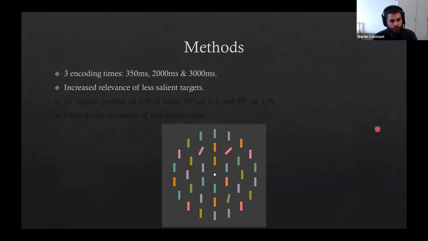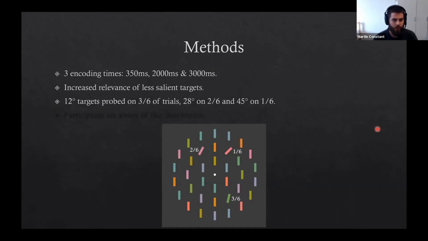So we increased the relevance of less salient targets. And how did we do that? We just probed them more often. On half of the trials, the least salient target was the target that participants had to recall. On 2/6 of the trials, it was the middle salient, and on the remaining 1/6, it was the most salient, the 45-degree. And it's important to note that participants were aware of this distribution.